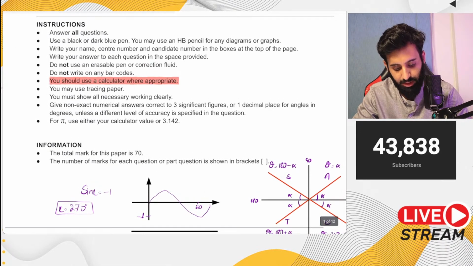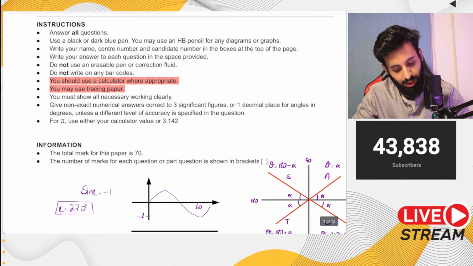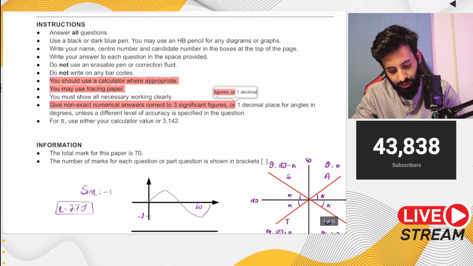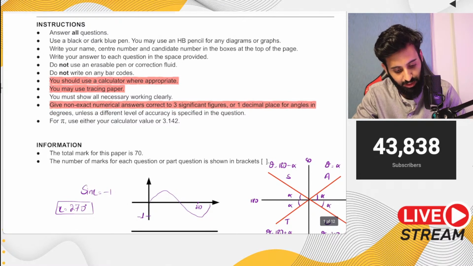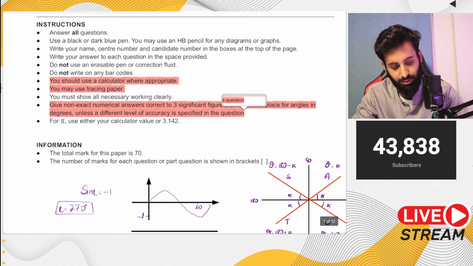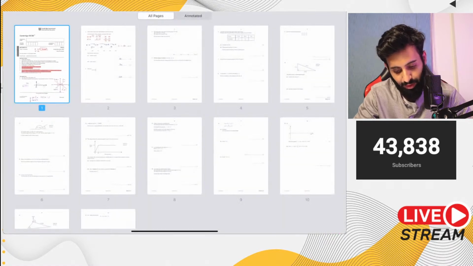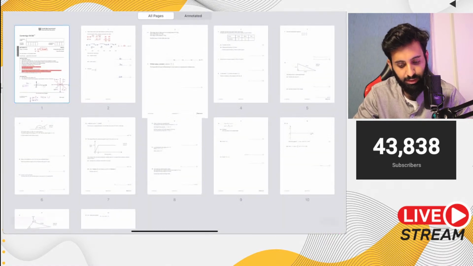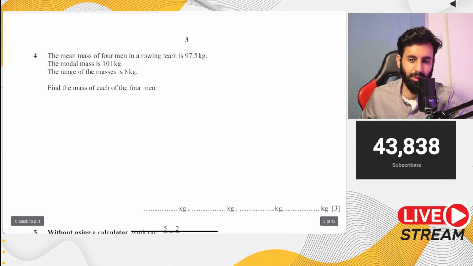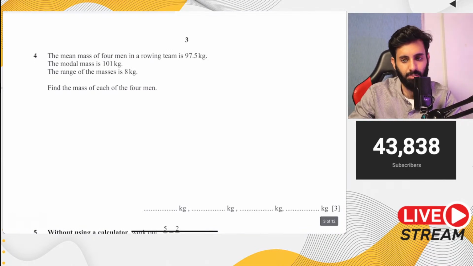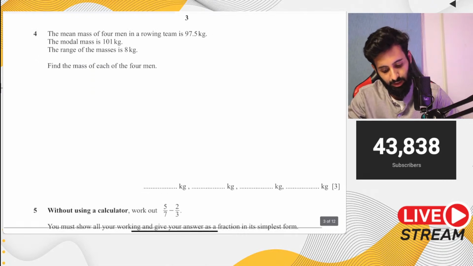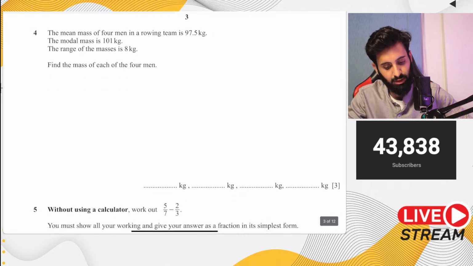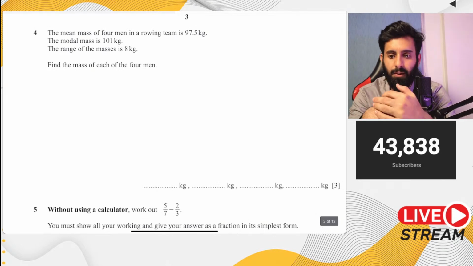And you may also use tracing paper. I've made a video on that as well. And you should also give non-exact numerical answers to 3 significant figures or 1 decimal place for angles in degrees unless a different level of accuracy is specified in the question. Okay. Although as far as significant figures is concerned, don't worry about it. If you leave your answer correct to more than 3 significant figures, that's fine. Nothing to worry about. Okay, this question. So I'd like you guys to solve this question. Let me know when you have the answer.